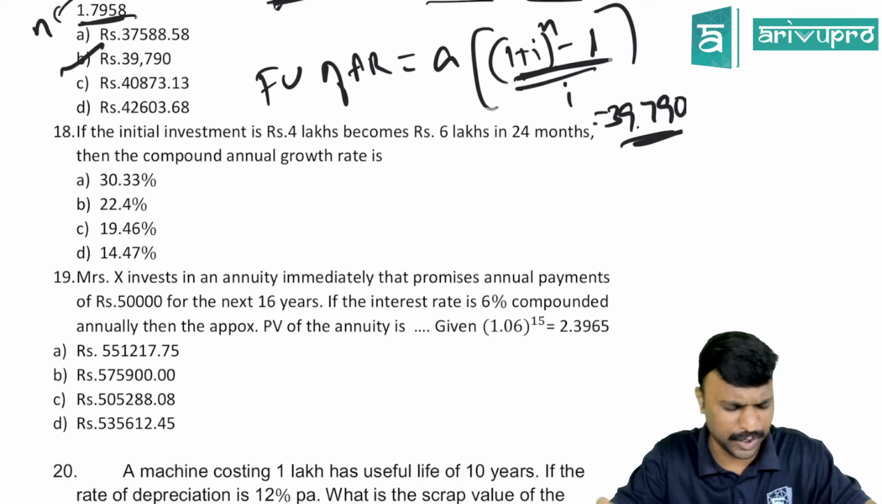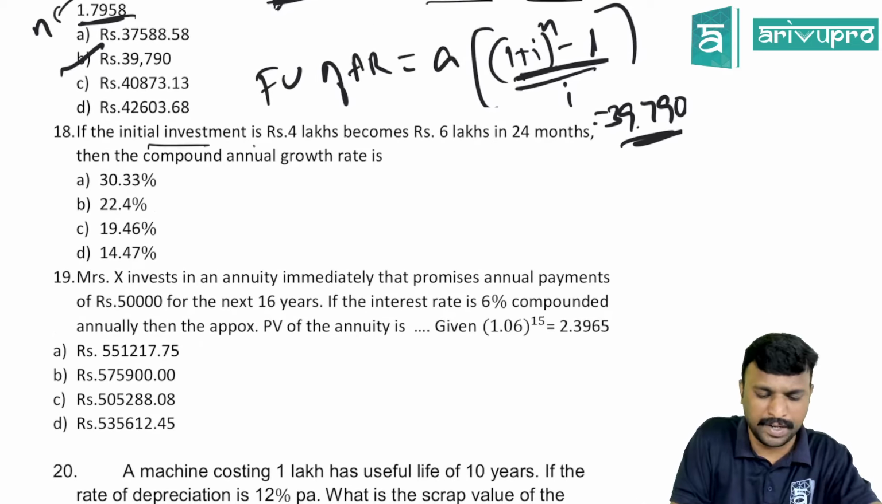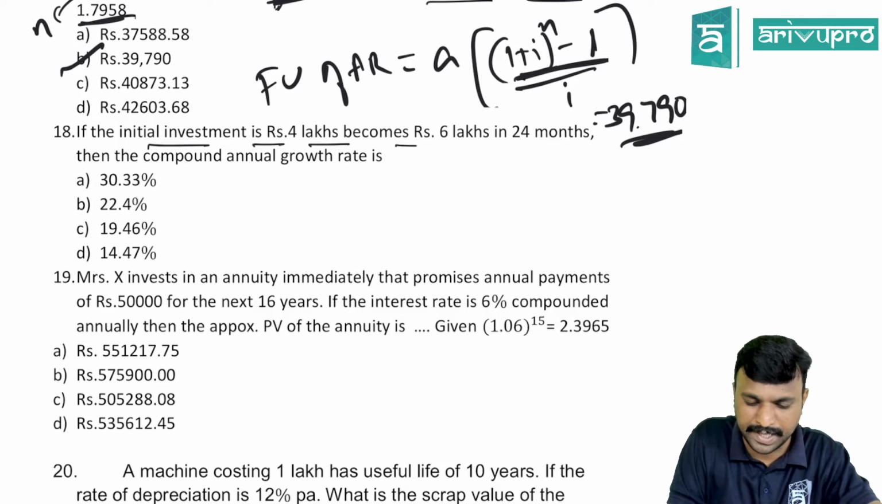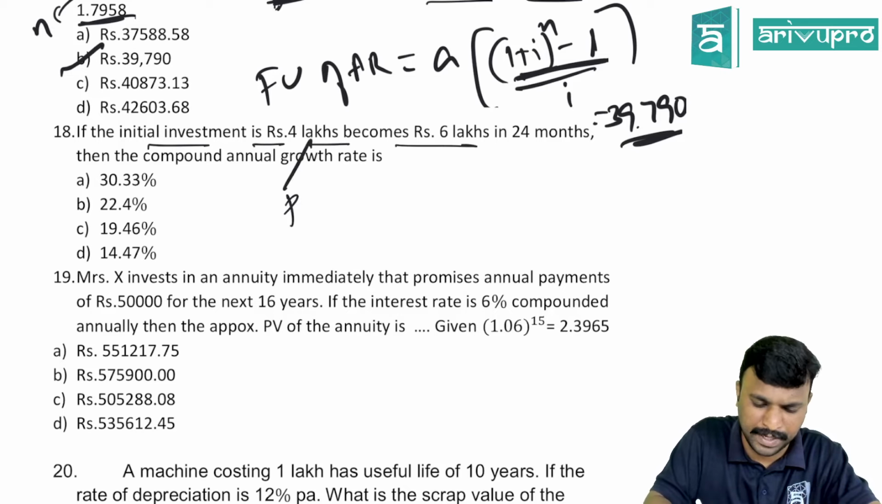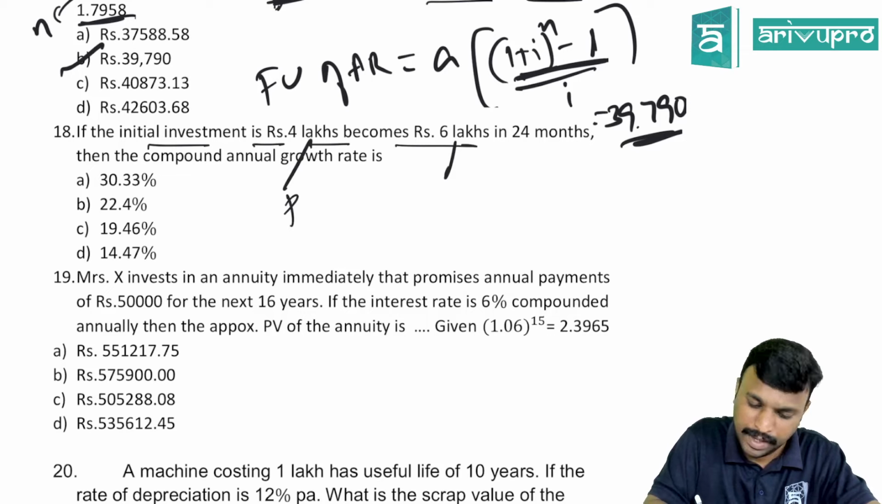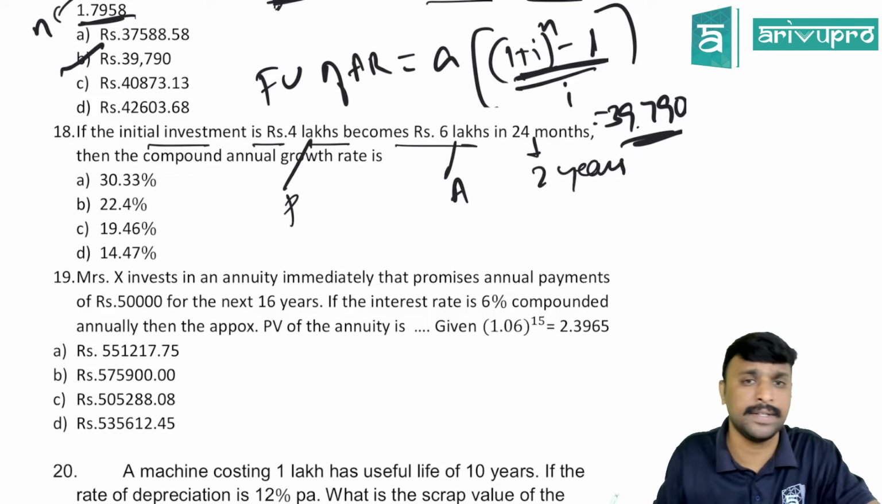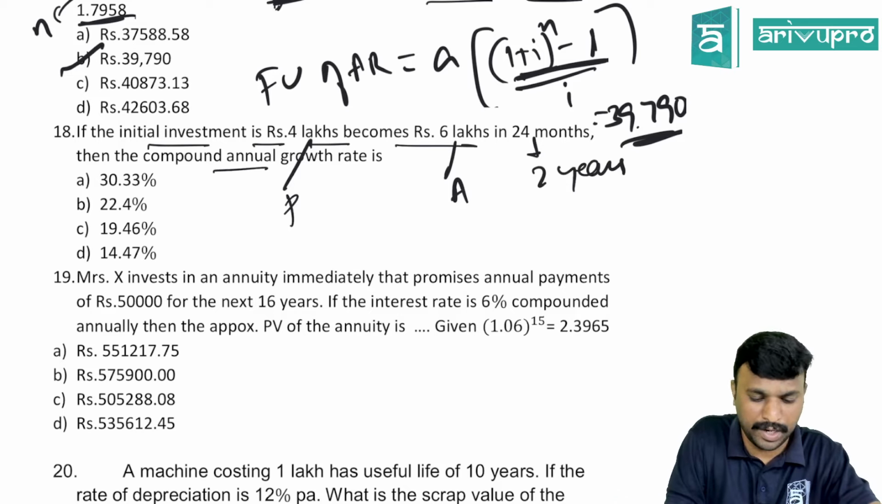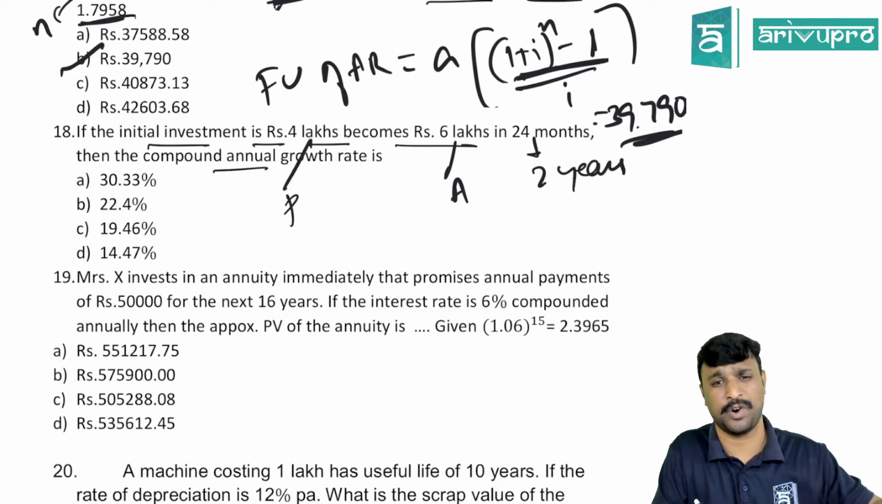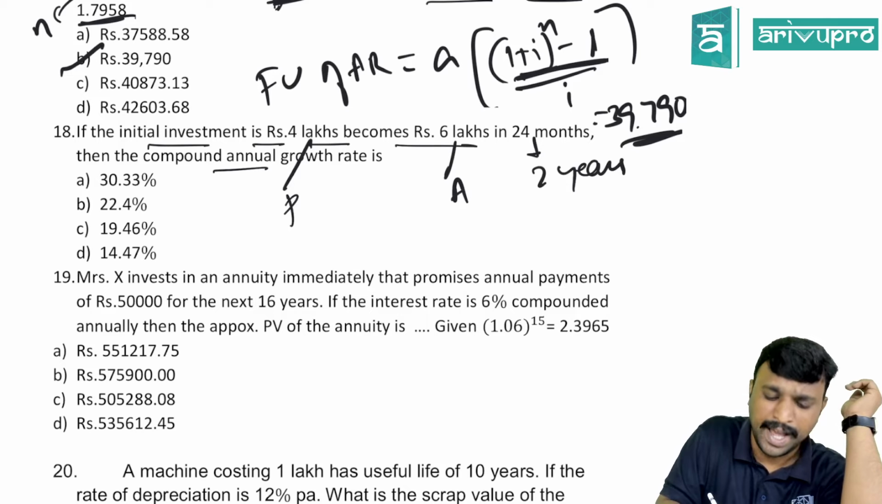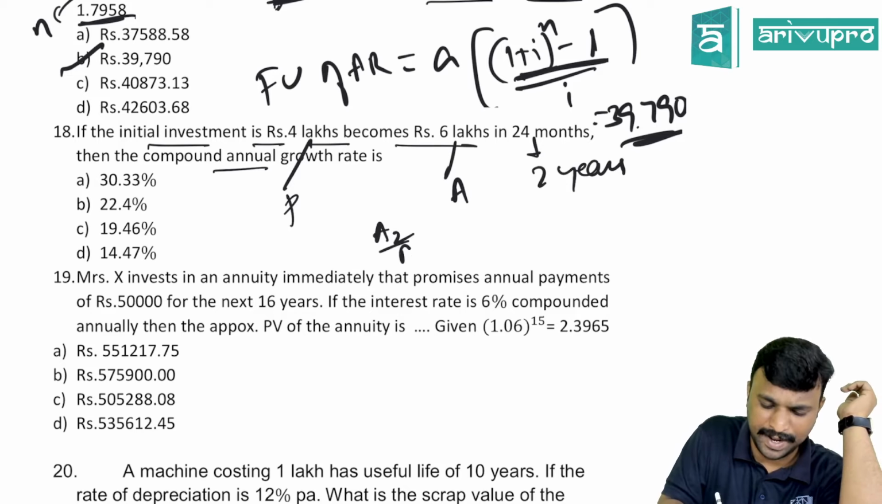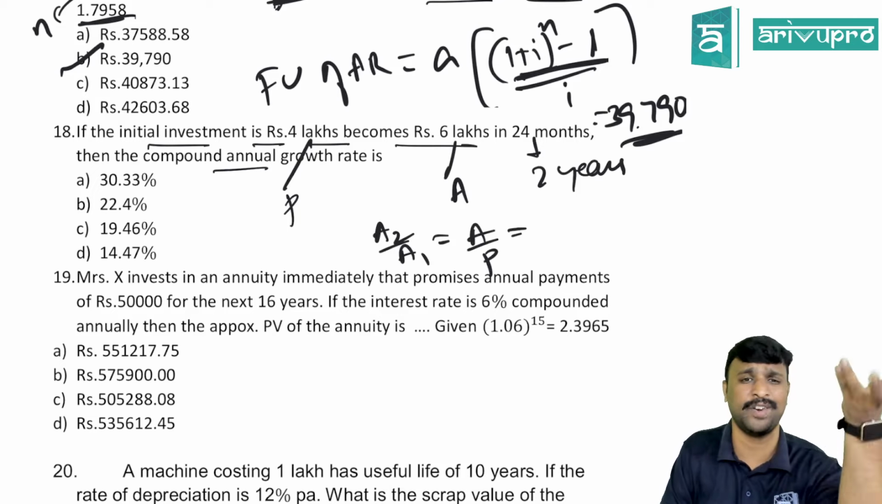Guys, let's move on to the next question. If the initial investment of rupees 4 lakh becomes 6 lakh, 4 lakh becomes 6 lakh means principal is 4 lakh and 6 lakh is amount, in 24 months, that means 2 years. Yes or no? 24 months is 2 years. Then the compound annual growth rate. Guys, I gave you a shortcut formula for compound annual growth rate. So it is A2 by A1, or you can even write A by P also. A2 by A1 or A by P.